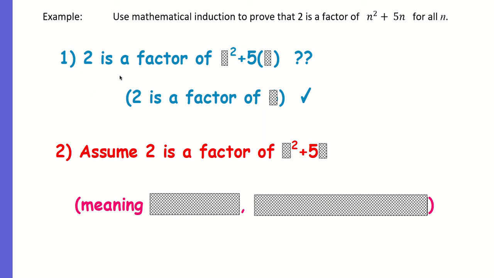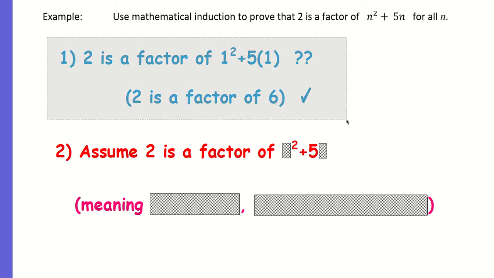So here we go. Step 1. Let's show that it's true for n equals 1. So is 2 a factor of 1 squared plus 5 times 1? It either is or it isn't. 1 squared plus 5 times 1? Okay. So is 2 a factor of 6? Of course it is. So that checks out for the base case. And then here's where we go from there.